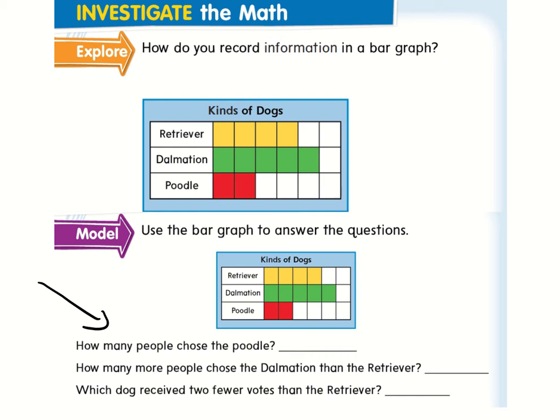We can take a look at the bigger one up top because it's a little bigger and we can see it a little better. So I know that each box is going to represent 1. So I see 1 box and I see 2 boxes. So that means 2 people chose the poodle.